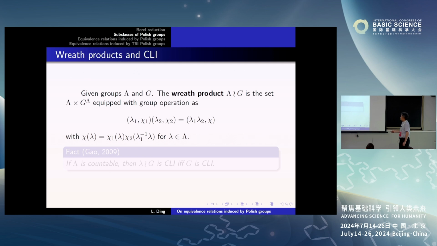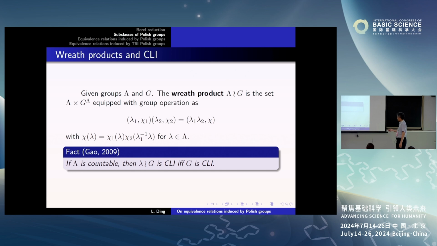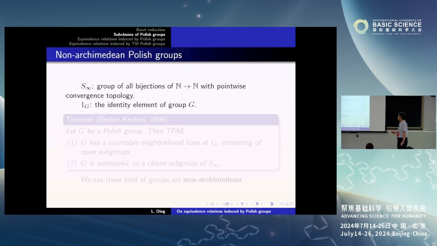Okay, we also need the definition of the Lewis product. Here is the definition, but you don't need to notice it; the definition is too complicated. Anyway, you can find the Lewis product on the internet easily. A fact is that if Lambda is a countable group, then the Lewis product is CLI if and only if G itself is CLI.